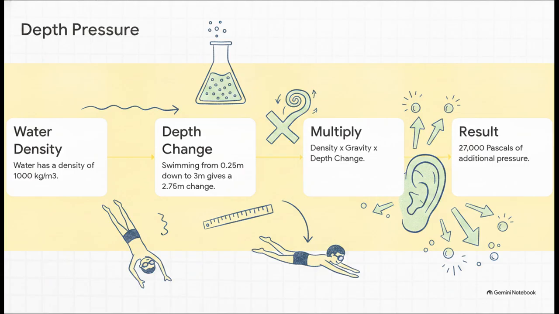If you're swimming just below the surface, say a quarter of a meter down, and then you dive to the bottom of a 3-meter deep pool, your change in depth is 2.75 meters. This mathematically explains the ear popping. You multiply the water's density, which is 1,000, by gravity by your 2.75 meter depth change. Boom! Suddenly your poor ears are dealing with an extra 27,000 pascals of pressure.